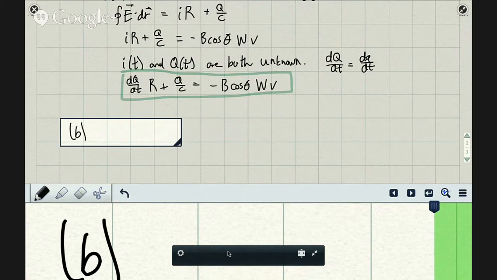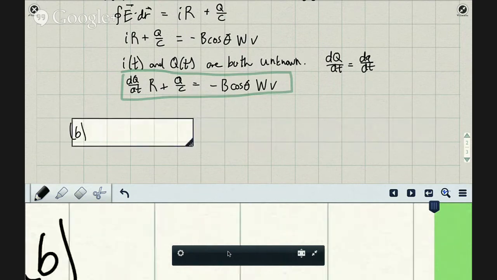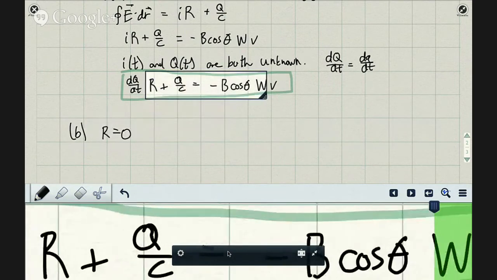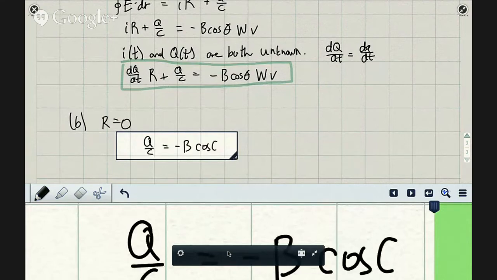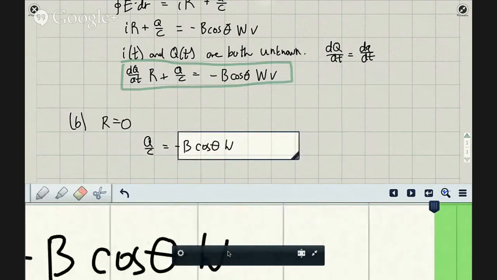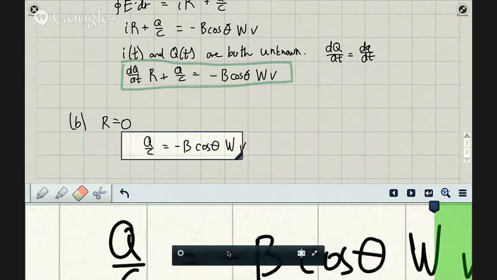The next question. Find the charge on the capacitor as a function of the velocity of the rod along the rails if the resistance is ignored. So, what does it mean to ignore resistance? It means set R equal to 0. So this equation tells us we have Q over C is equal to negative B cosine theta W V. I think that's it. And there's the charge as a function of velocity, right? We just got to multiply both sides by C, really.